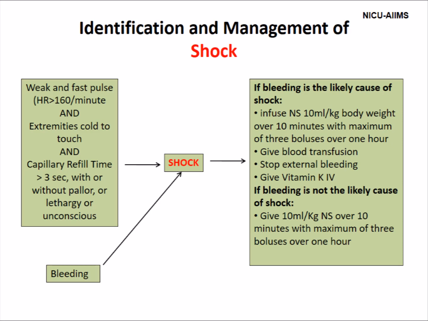Give blood transfusion. Stop external bleeding. Look for probable sites of bleeding like the umbilicus and genitals in males in case of circumcision. Give vitamin K intravenously. If bleeding is not the likely cause of shock, give 10 milliliter per kg normal saline over 10 minutes with maximum of 3 boluses over 1 hour and reassess the baby.